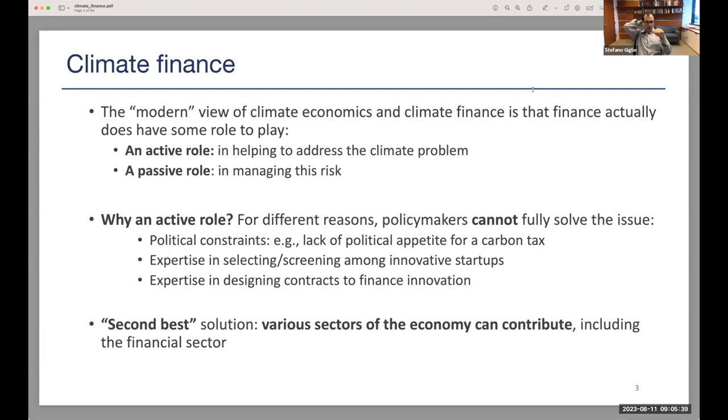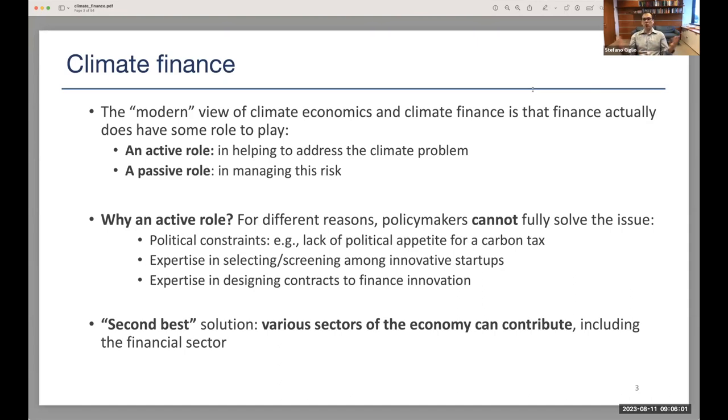I think the reason this field is expanding today the way that it is, is that there's a modern view of this. The modern view is that, in fact, financial markets and research in finance have two roles to play: an active role and a passive role. The active role is actually helping to address the climate problem, which I'm going to come to in a sec.